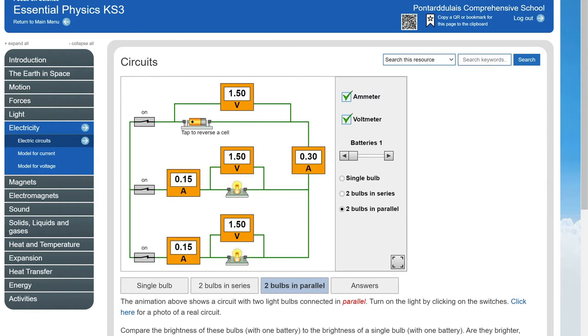If I introduce ammeters, what you can see here is that you've got 0.15 amps flowing through the top bulb, 0.15 through the bottom, just like cars going along a road, they then merge, and through this ammeter on the right hand side, 0.15 plus 0.15 equals 0.3. Now you can play around with those values. If I put another battery in, so we've got 3 volts, knock the ammeters off, 3 volts across the batteries, you also get 3 volts across the two bulbs in parallel. So that's one of the two rules.